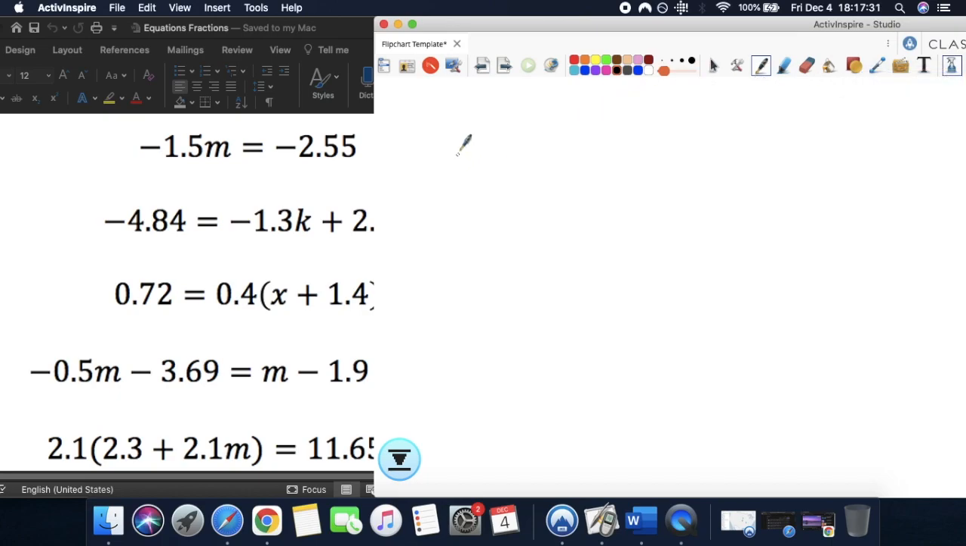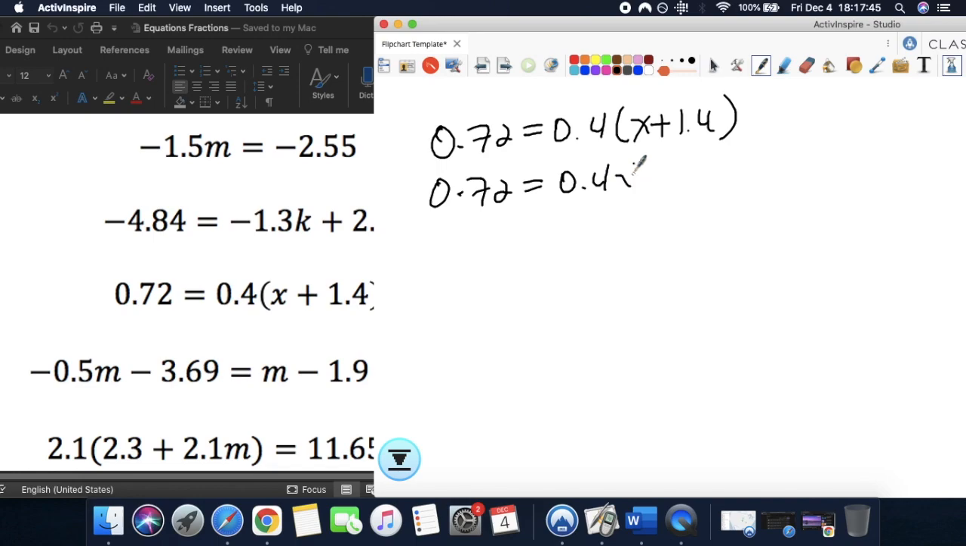Third one, I believe that's the third one. 0.72 equals 0.4 times x plus 1.4. So 0.4 times 1.4 equals 0.56. So let's multiply everything times 100. We get 72 equals 40x plus what? Plus 56.